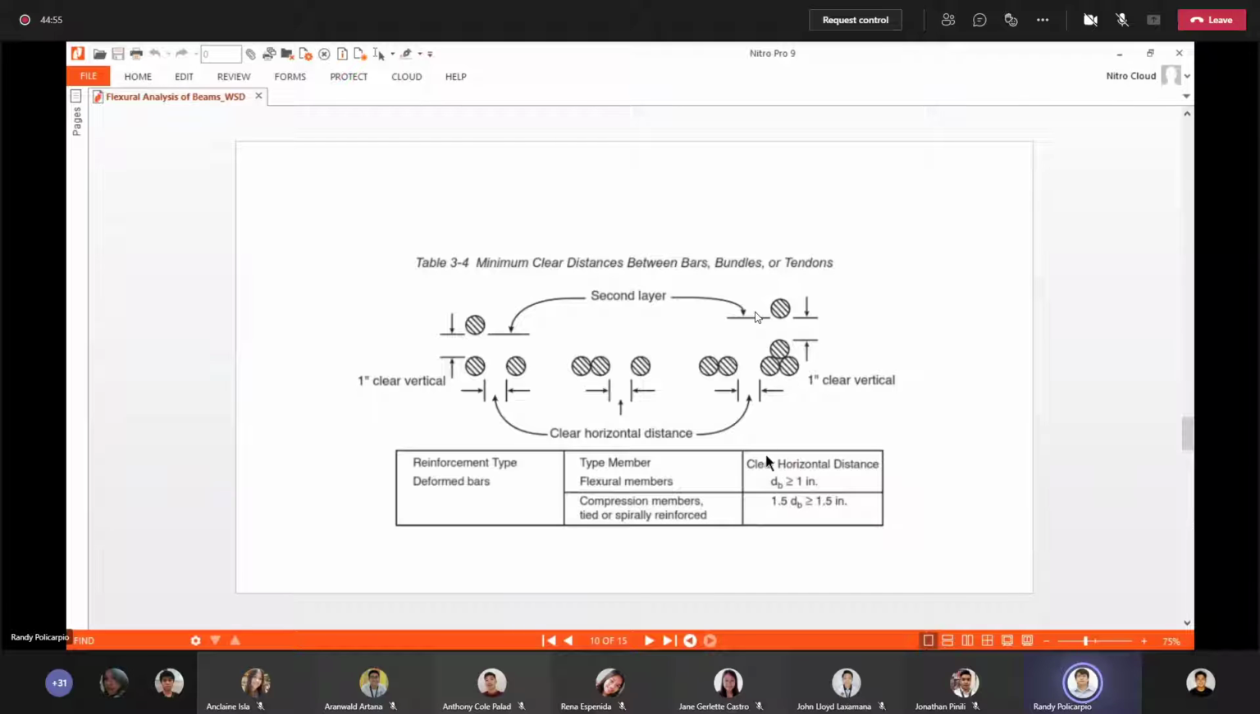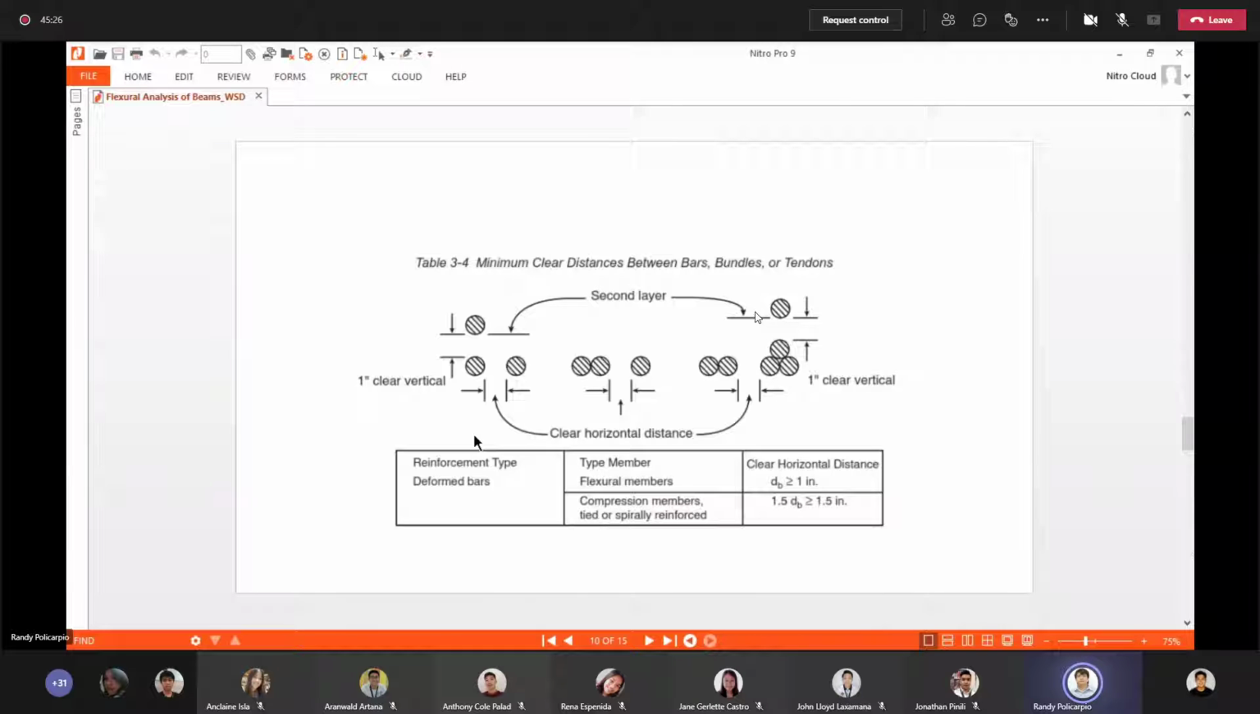Kasi pag hindi well distributed yung aggregate natin sa concrete natin, magiging mahina yung konkreto mo, no? Kasi ang magsasama lang yung semento at buhangin. Pag yan ang nagsama lang, magiging mahina yung konkreto natin. So, hindi yan ma-consider natin isang solid mass, no? Isang solid mass kapag walang bato. So, that's the purpose of this.